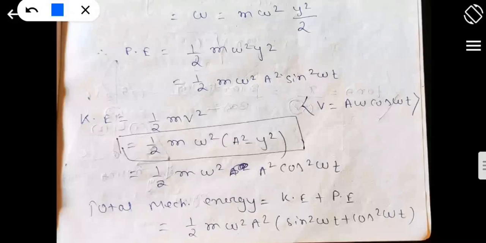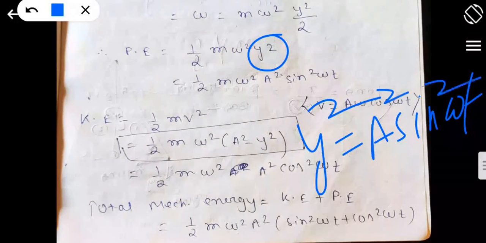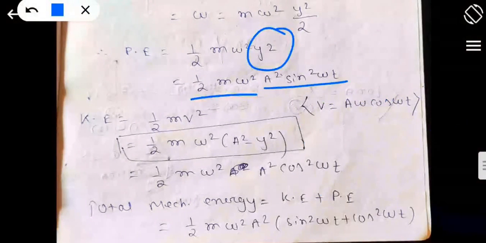What is the value of y? A sine omega t, right? If it is A sine omega t, then what is y square? A square sine square omega t, right? So just place it. Potential energy is half m omega square as it is, and y square is equal to a square sine square omega t. This is known as the potential energy.